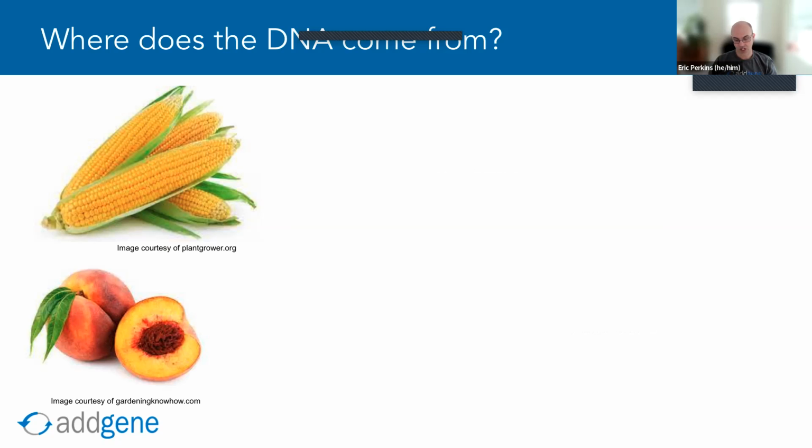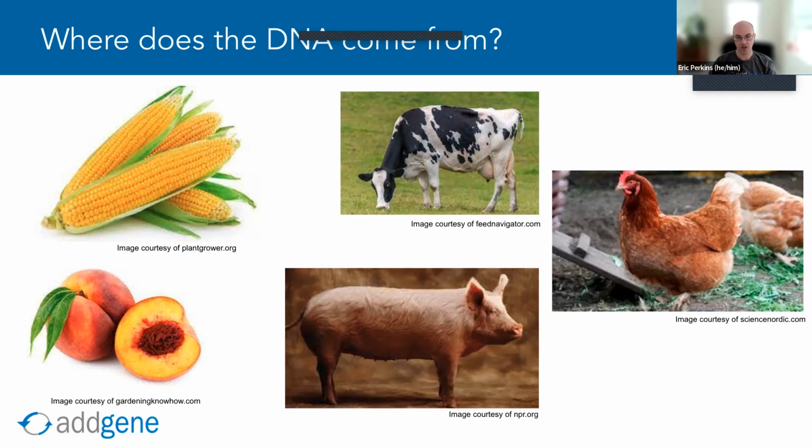We also have genes from different types of foods. So we have genes from corn, from peach, lots of different types of plants. And then we also have genes from some of the animals that people eat, like cows, pigs, and chickens.